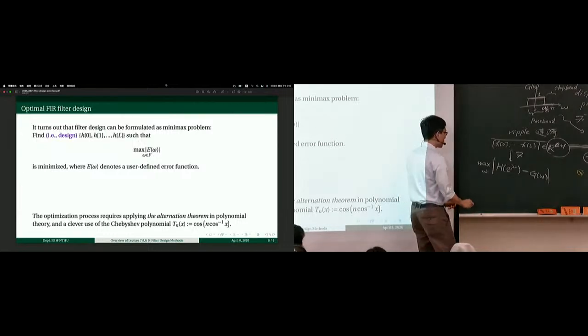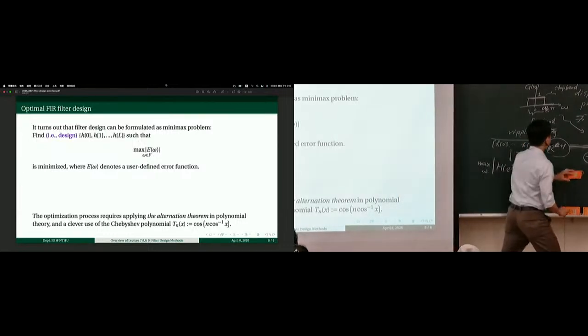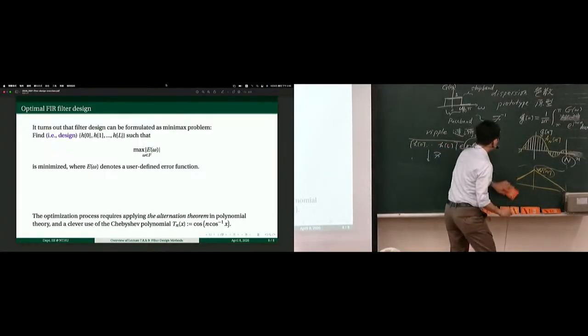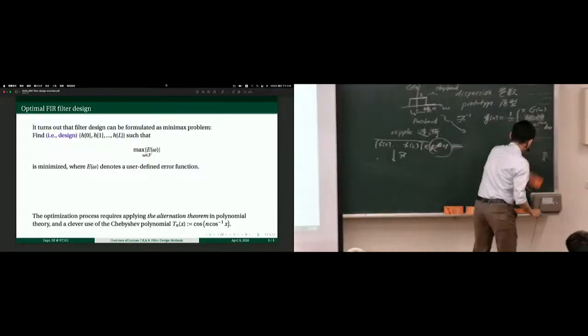Okay? So I need to erase this, because I need to use some space. Let me erase the window method. The optimal method.